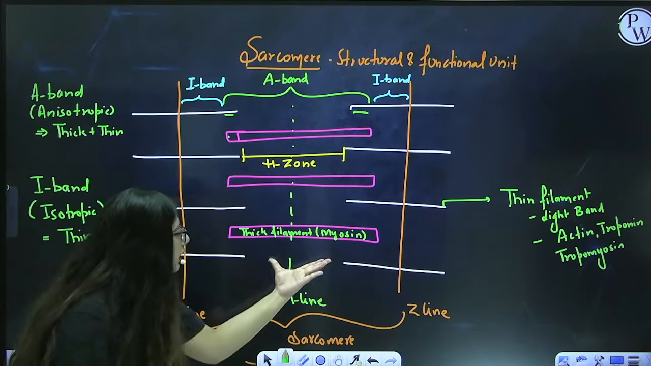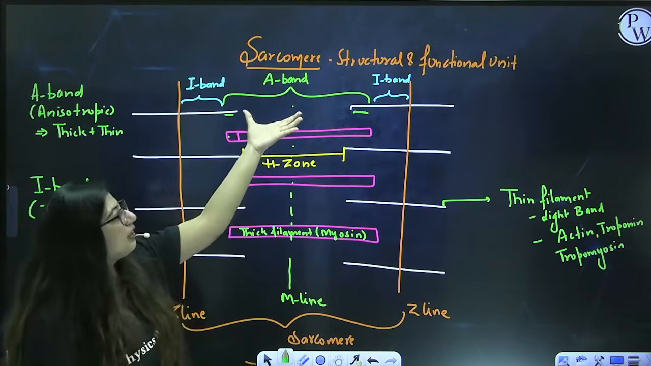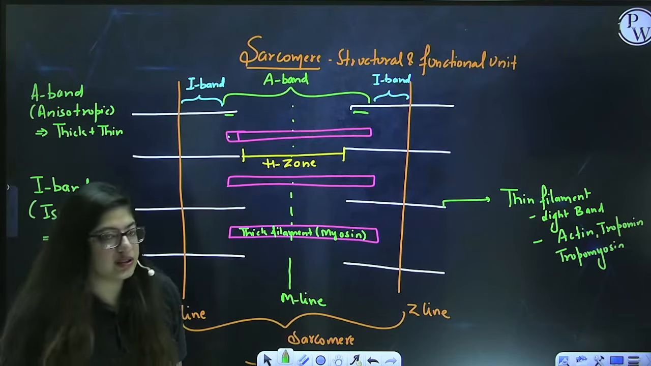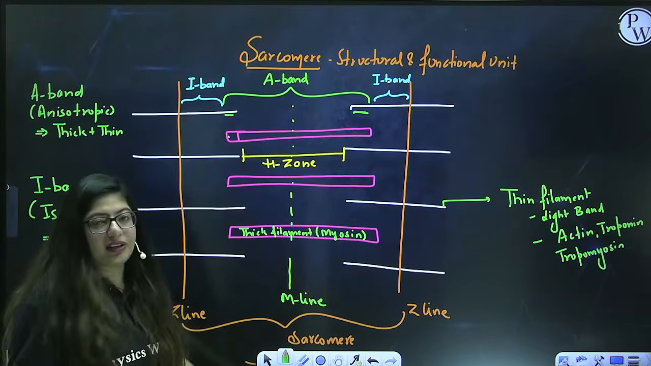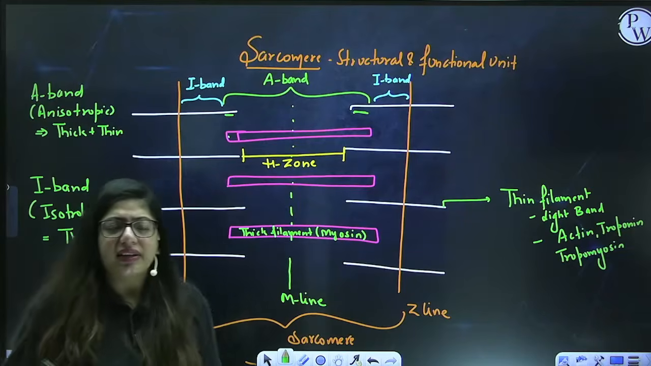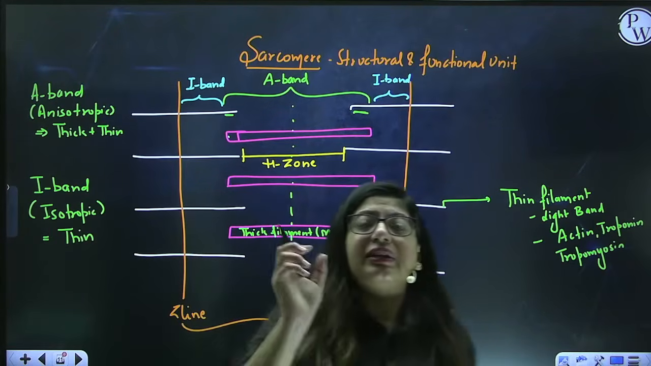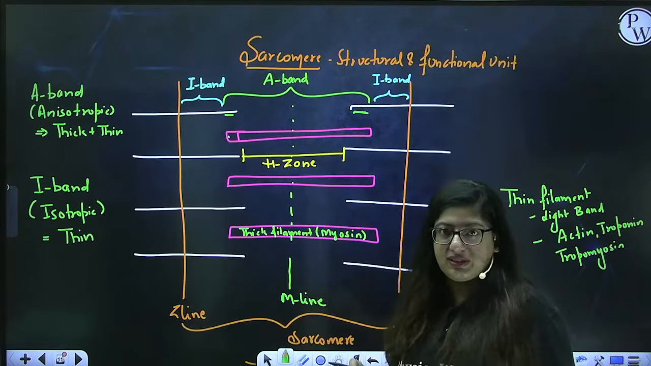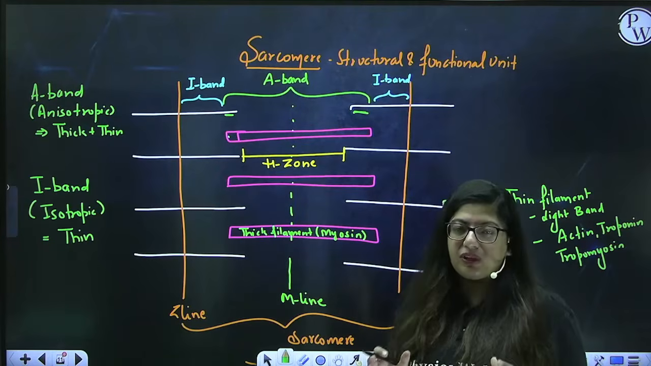This space between two thin filaments is your H zone. And it has also been bisected by a line, the M line. What are these lines? These are not lines drawn by the pen. These are the lines of proteins. There are certain proteins present in a particular fashion.